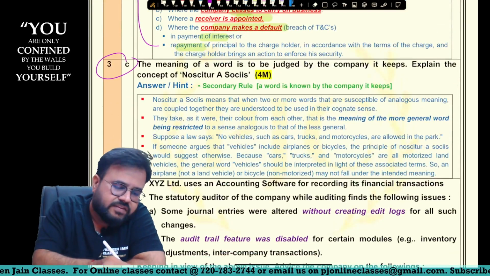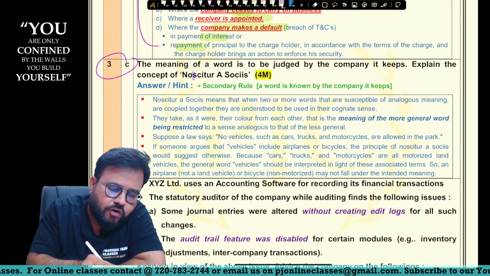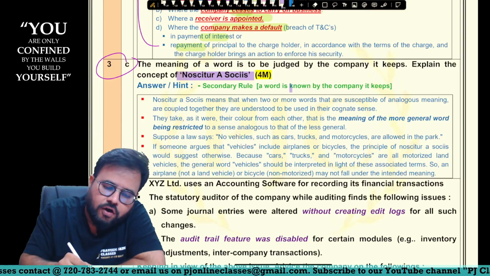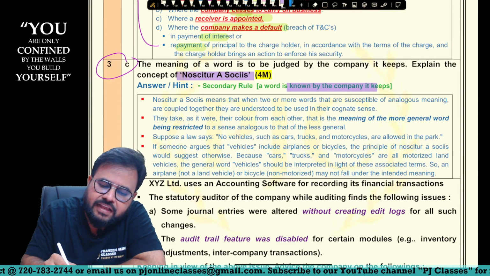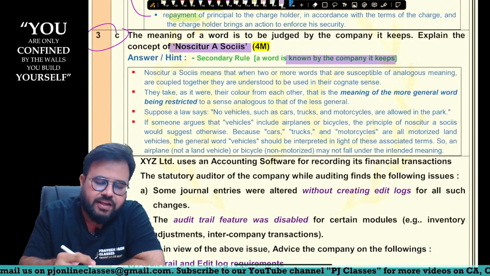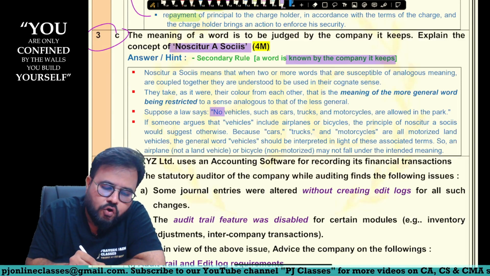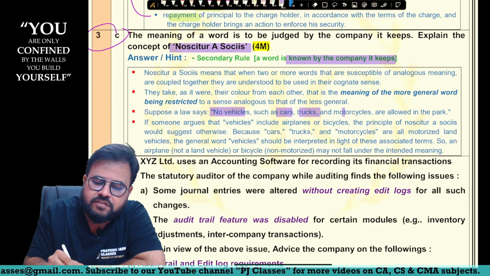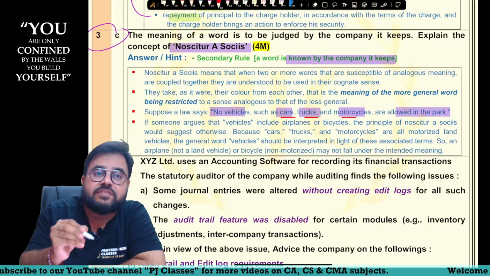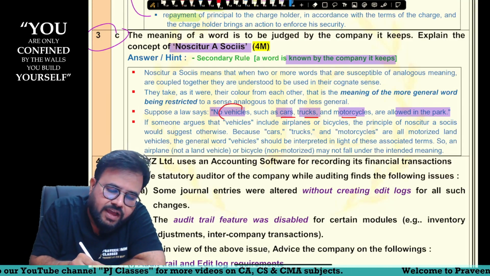Next, 3C, noscitur a sociis, sir. Now what do you mean by noscitur a sociis? Construction of associated words, or a word is known by the company it keeps, sir. So one example also I have taken, sir. Now if a law says no vehicles such as cars, trucks, motorcycles are allowed in the park. Now can I say car, truck, motorcycle are specific words? No vehicle is a general word.